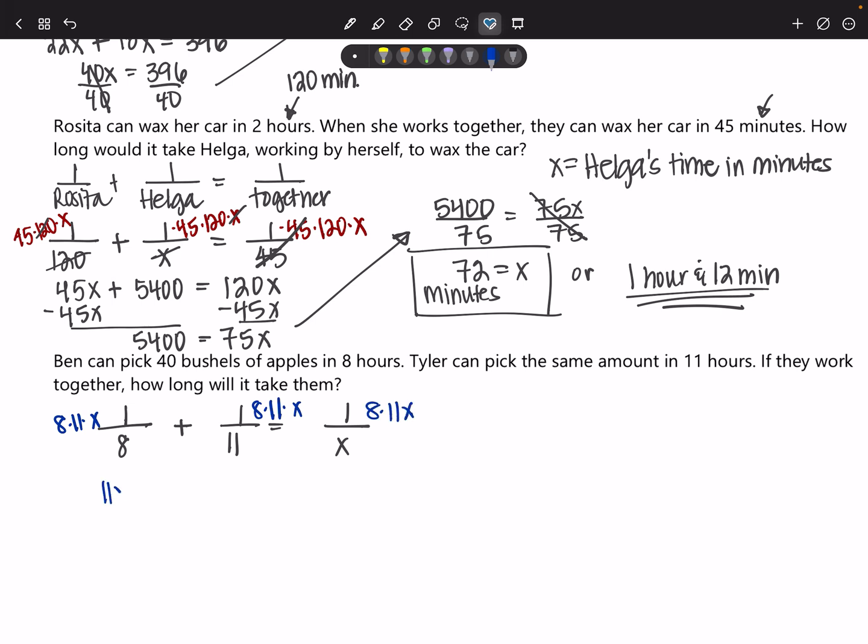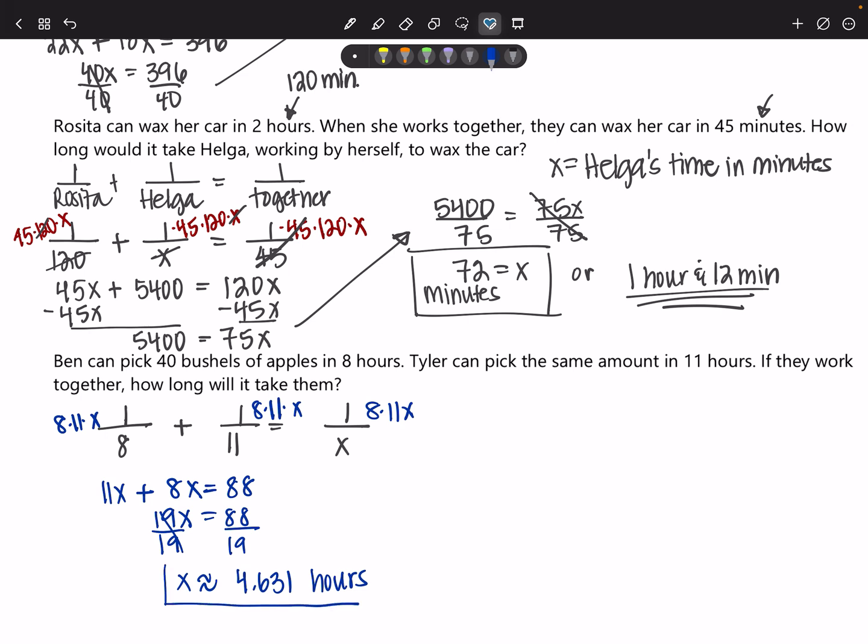And you should get 11X plus 8X is equal to 88. When you divide both sides by 19, you get X is approximately 4.631 hours. I'm just going to make sure that I got this right. 1 over 8 plus 1 over 11 equals 1 over X. 11X plus 8X is equal to 88. And that looks right to me. 4.631 hours.